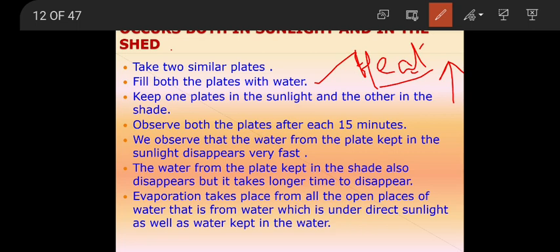Both the plate and the cup have an equal quantity of water, but evaporation will be faster where the area is more. The plate has more surface area. The bowl or cup has less surface area. So with less surface area, evaporation will be slow.